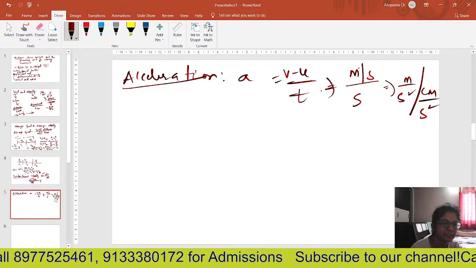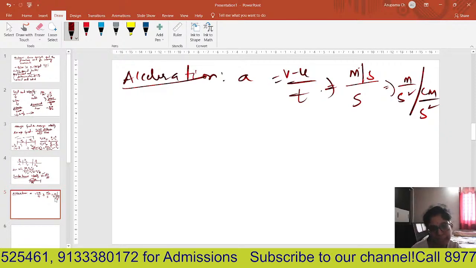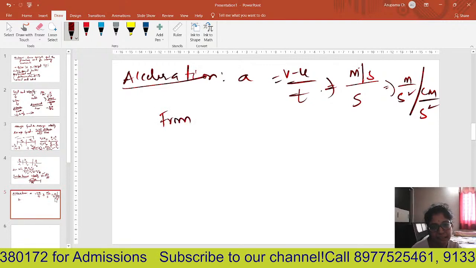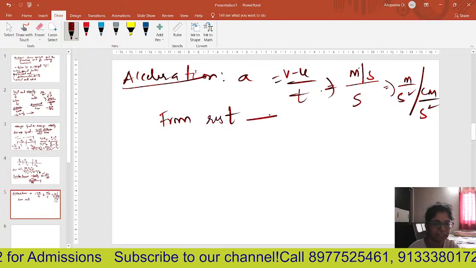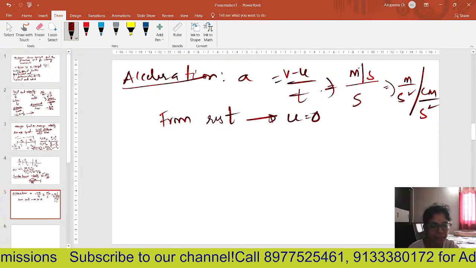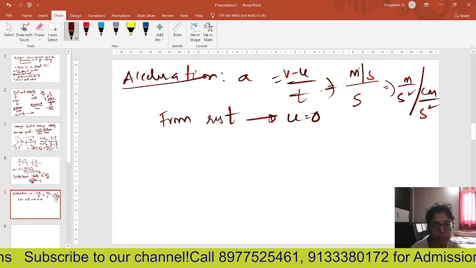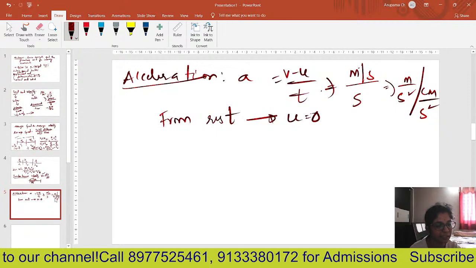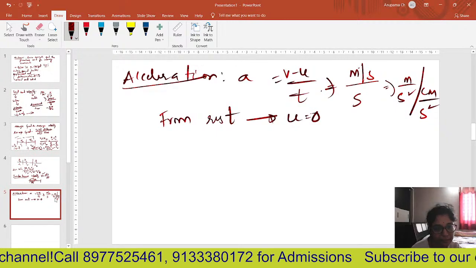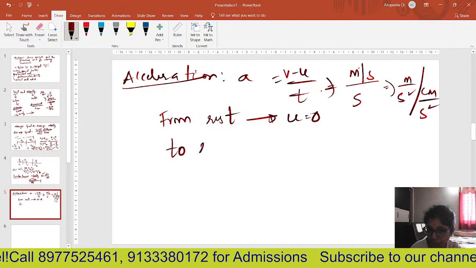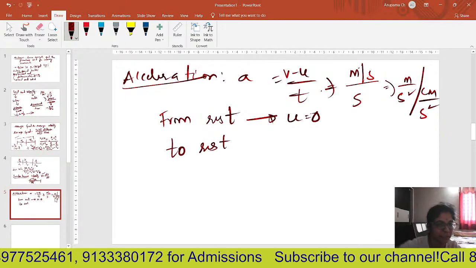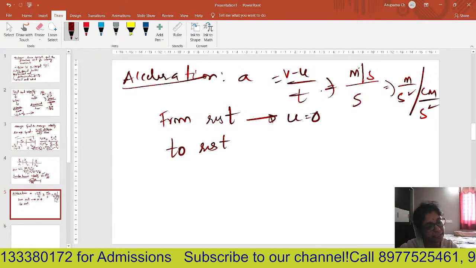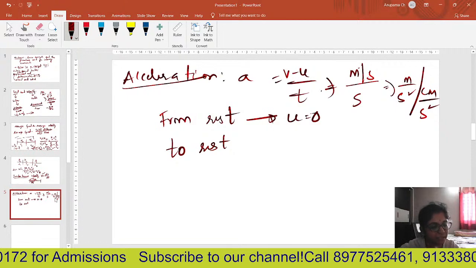For example, a body is moving from rest. Means it is at rest initially, and from rest it has started moving, right? Then its initial velocity is zero. Initial velocity is represented by u. And for example, if the body has come to rest, meaning what? Like for example, a vehicle is moving and we apply brakes on the vehicle, then slowly it comes down to rest, isn't it, right?